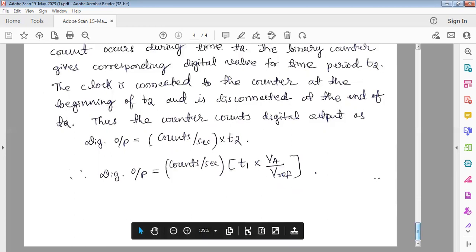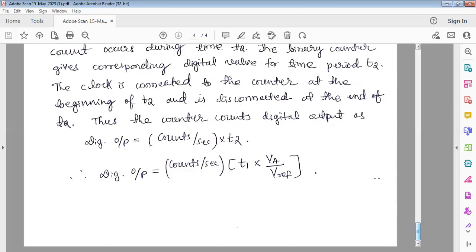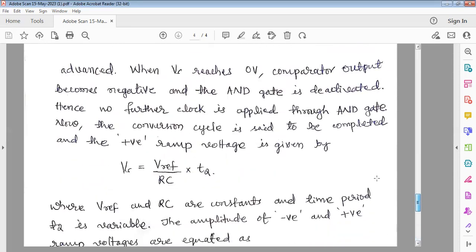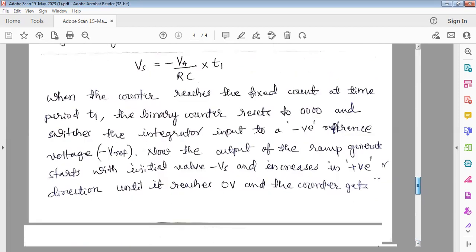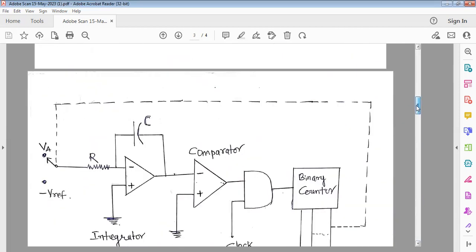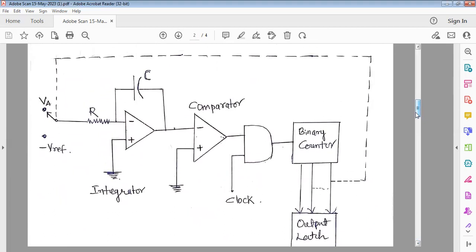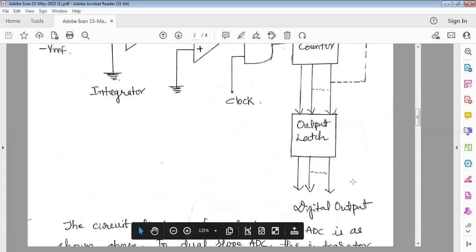So this is the output of this kind of dual slope ADC. This dual slope ADC works nicely when you have some reference voltage and a variable input voltage, and it accurately converts the analog input signal into a digital one. The digital output is taken from here.